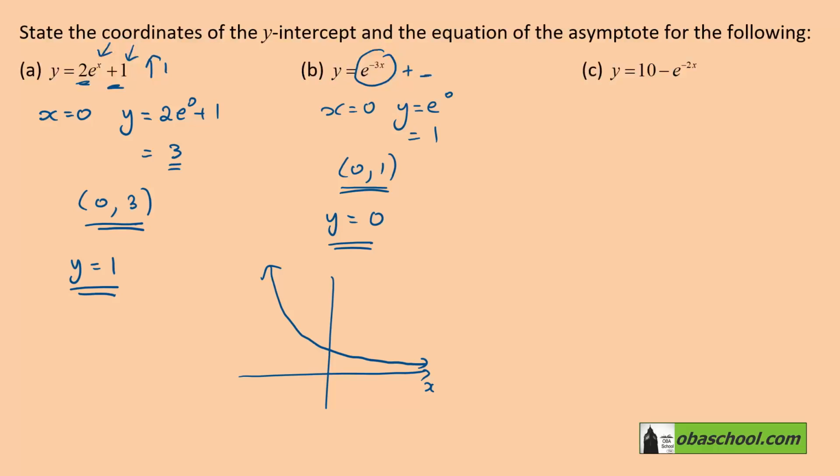So finally for this one, if we put x equal to 0, y is going to be 10 take away e to the 0, which is 9. So we'll get 0, 9. Now, what about the asymptote?